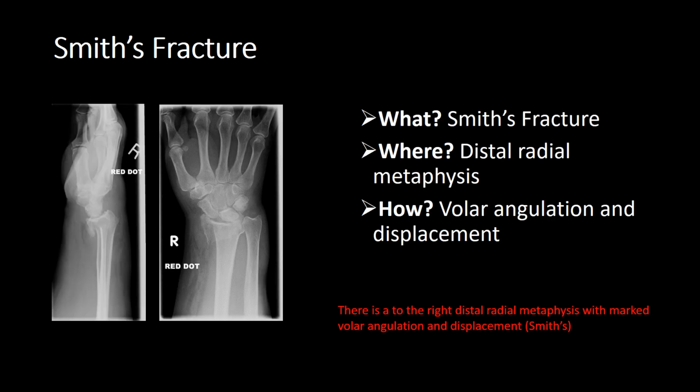So what is it? It's a Smith's fracture. Where? It's the distal radial metaphysis. How? Volar angulation and displacement.